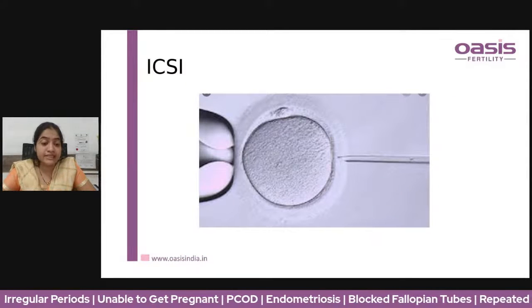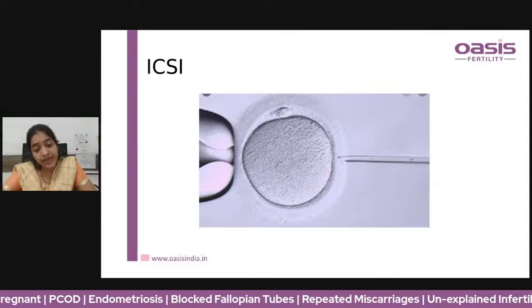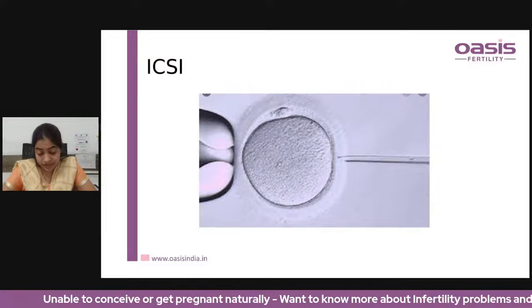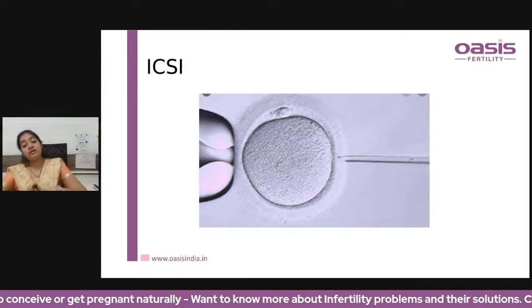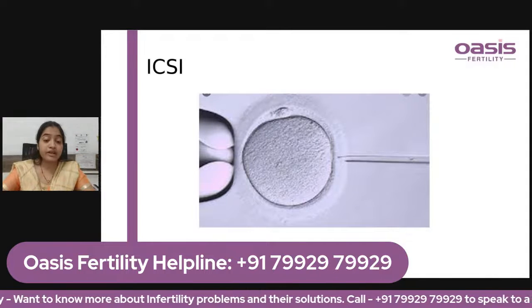So this is the exit. This is exactly what we see under the microscope. This is the human egg, and the needle. We can see the sperm which is injected into the oocyte, and the fertilization is checked.